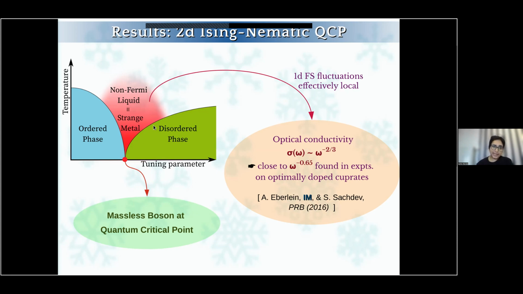Now, focusing on this strange metal regime, we computed the optical conductivity sigma as a function of omega, where omega is the frequency of the applied AC electric field. We found that it goes as omega to the power minus 2/3. And this value is quite close to the value found in various experiments carried out on optimally doped cuprates.